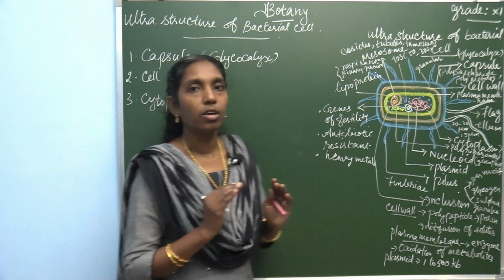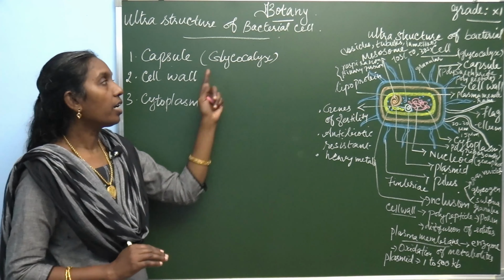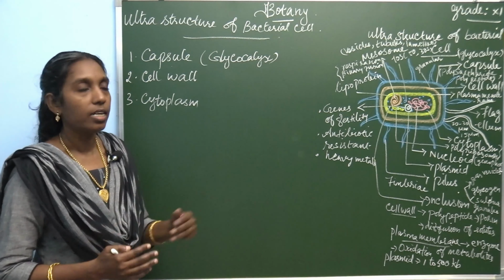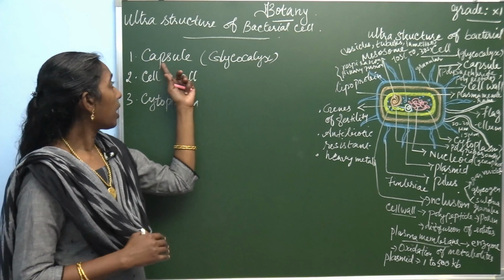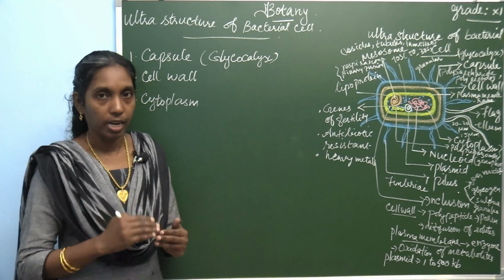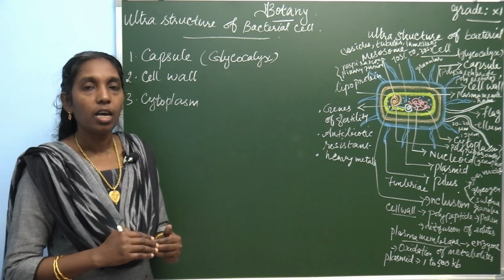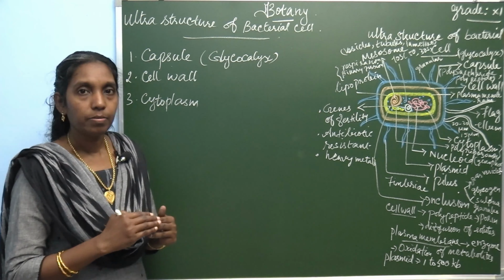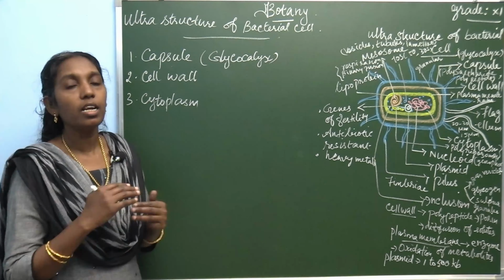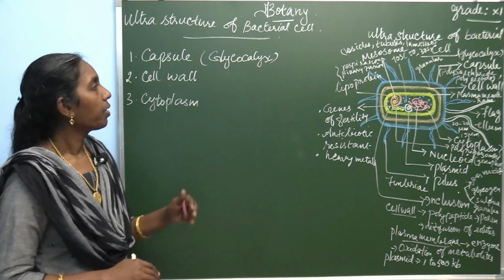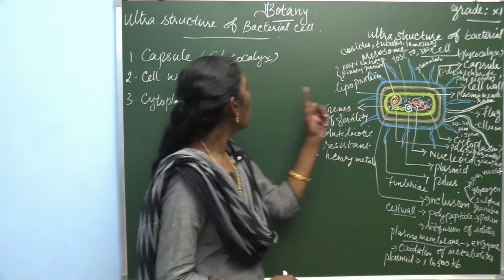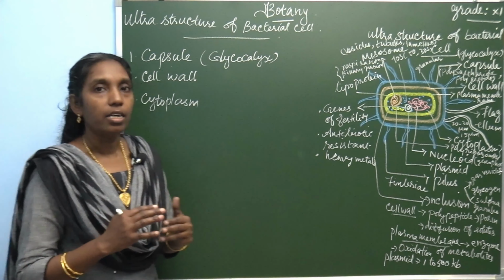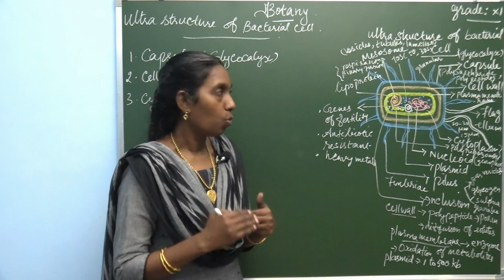So first write about the layer capsule. What is the other name? Glycocalyx. Capsule or glycocalyx. What's the function? It protects the cell from desiccation and antibiotics. Now inner to this capsule there is a cell wall. The second layer is known as cell wall.